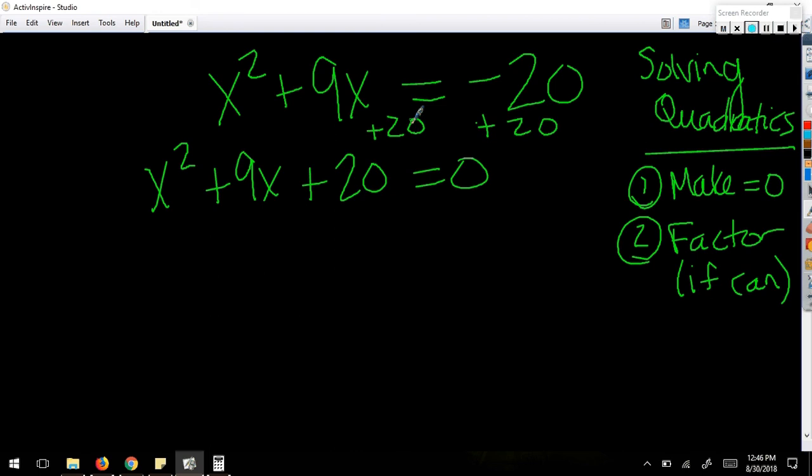So, can that be factored as well? Does anything multiply to 1 times 20 is 20? Anything multiply to 20 but add to 9? Yes, 4 and 5. Pretty soon, you'll be able to do these ones that are just x squared in the front and no leading coefficient without all the grouping and everything. You'll just be able to do it in your head.